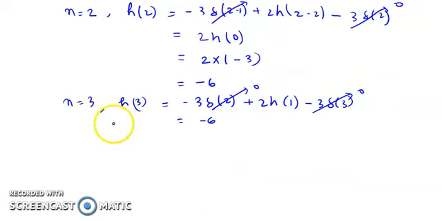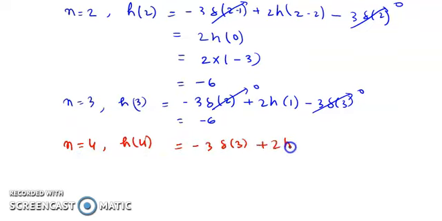Similarly, you continue calculating for n = 4. h[4] will be equal to -3 delta[3] + 2 h[2] - 3 delta[4].